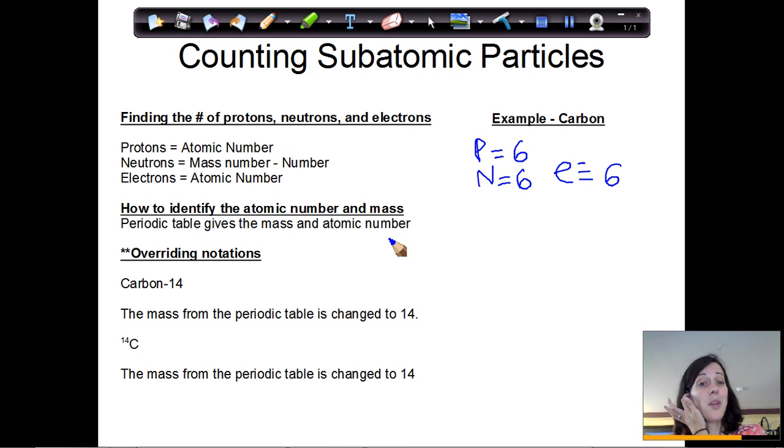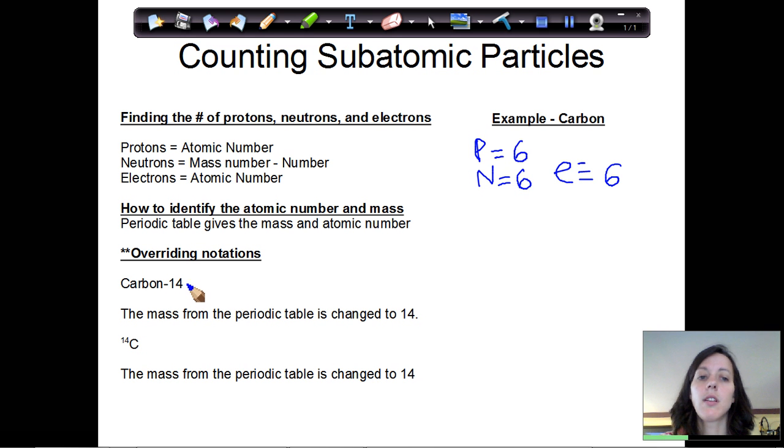Alright, so sometimes we have some overriding notations, and there are two ways that these are commonly written. You can have carbon-14 or 14C. This is also carbon-14. It's just a shorthand of writing it as opposed to writing out the whole name. All that means is that instead of having a mass number of 12 like it did up here, the mass number is now 14. This is an isotope. Specifically, it's carbon-14's isotope. An isotope just has a different number of neutrons.